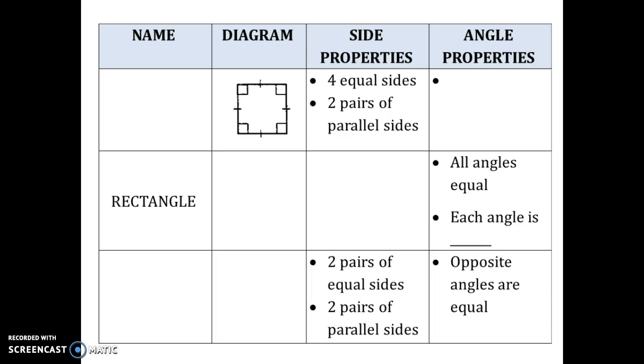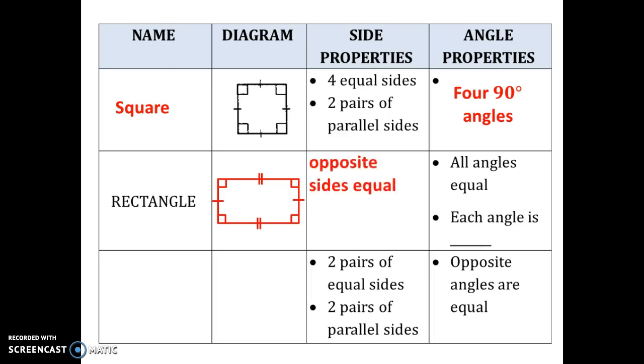So the first one, we have a square, and the missing property there is the angle properties of 4 90-degree angles. A rectangle, you need to get into the habit of putting all the information on your diagram, so your right angles marked in, your equal sides marked in. So opposite sides are equal and opposite sides are parallel. So all angles are equal and each angle is 90 degrees.